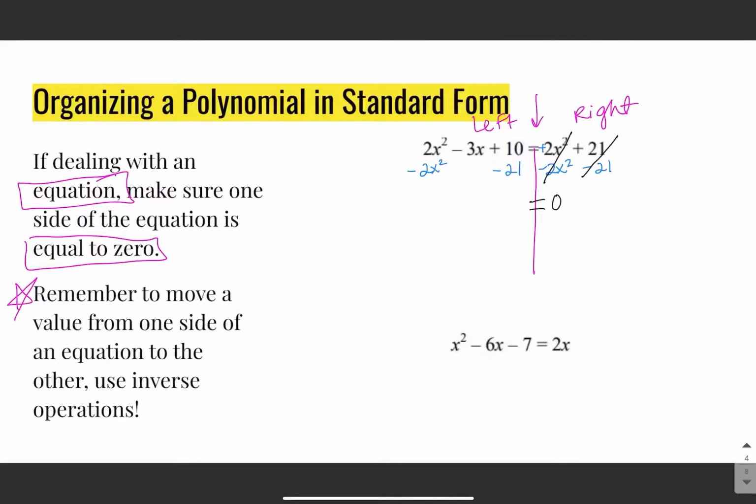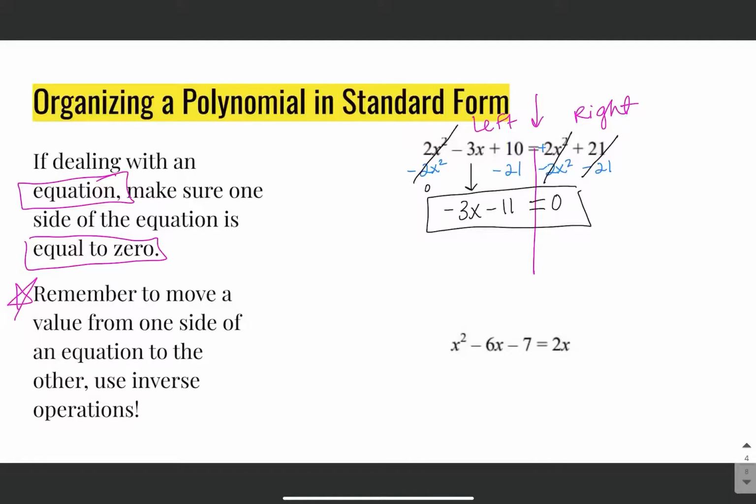Notice here I have 2x squared minus 2x squared, that would actually also be 0. This minus 3x can just come on down. And then negative 21 plus 10, that's going to be negative 11. So notice how I'm set equal to 0. And notice how I'm in order. I've got x to the first. And then negative 11 is my constant. And so technically that would be like x to the 0, but I don't need to write that.